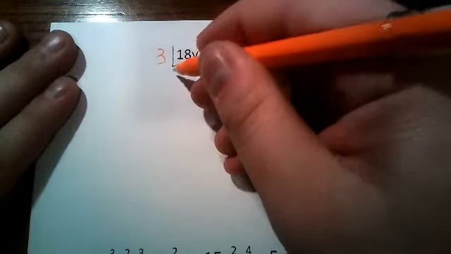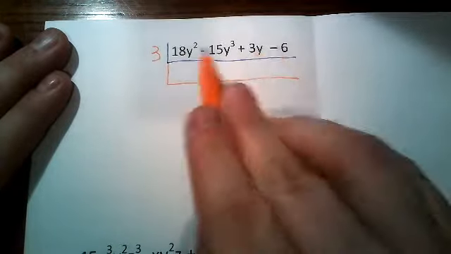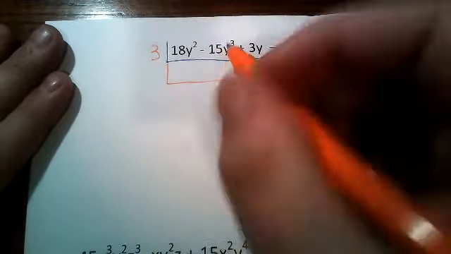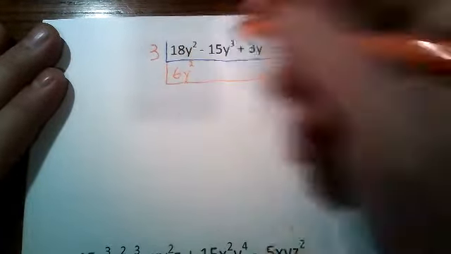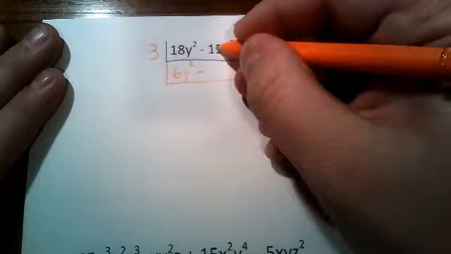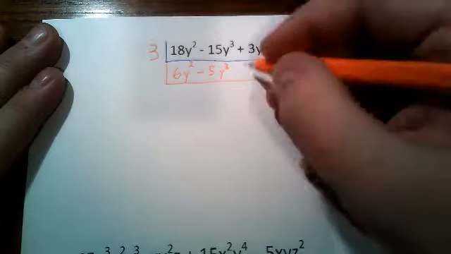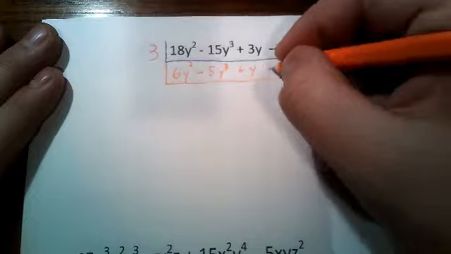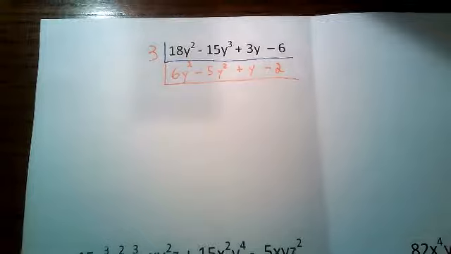And I'm going to write what I have left after I take out that 3. So what I'm doing is I'm basically dividing each of these terms by the factor I'm taking out. So I'm dividing everything by 3. 18 divided by 3 gives me 6. And then I have the y squared. Minus 15 divided by 3 is 5. And I've got the y cubed. Plus 3 divided by 3 is 1, so it's just y. And then minus 6 divided by 3 is 2. Okay, so I could take out a 3.